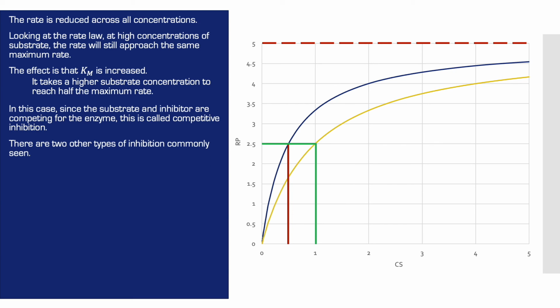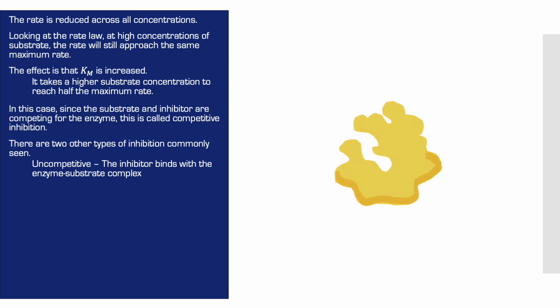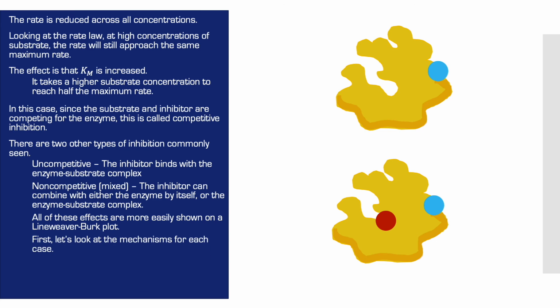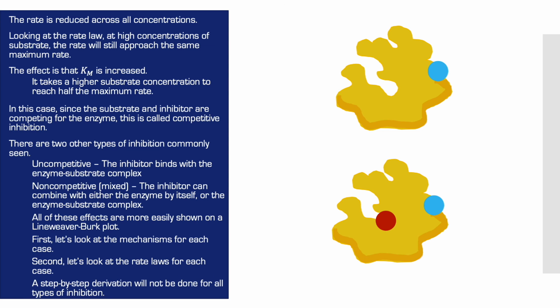There are two other types of inhibition commonly seen. Uncompetitive: the inhibitor binds with the enzyme substrate complex. And non-competitive: the inhibitor can combine with either the enzyme by itself or the enzyme substrate complex. All of these effects are more easily shown on a Lineweaver-Burk plot. First, let's look at the mechanism for each case. Second, let's look at the rate laws for each case. A step-by-step derivation will not be done for all types of inhibition.